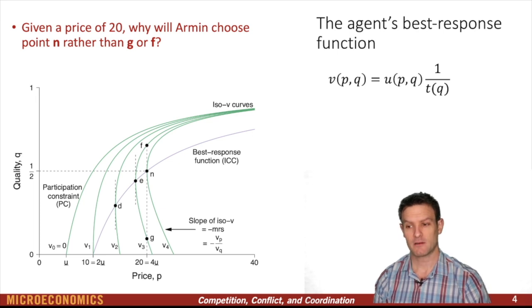Notice that point N is on one ISO value function and points G and F are on another. So think about that for a little bit and try to decide why at that price Armin will choose to provide a quality of Q equal to 1/2 at point N given the price P equal to 20. So think about that for yourself for a second and then I'll give you an answer.